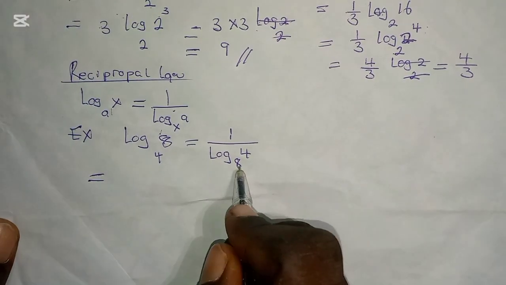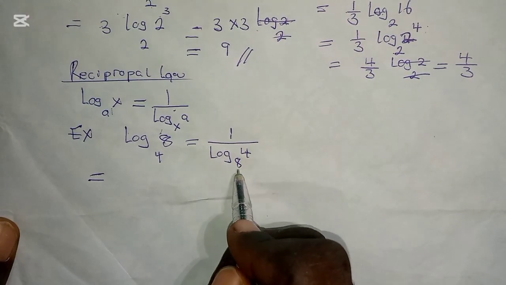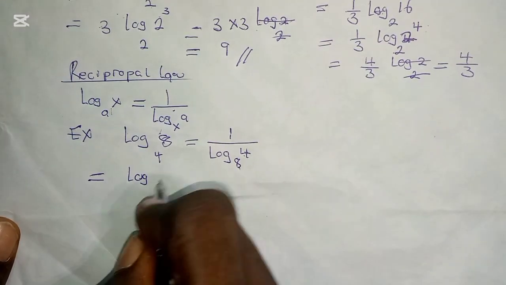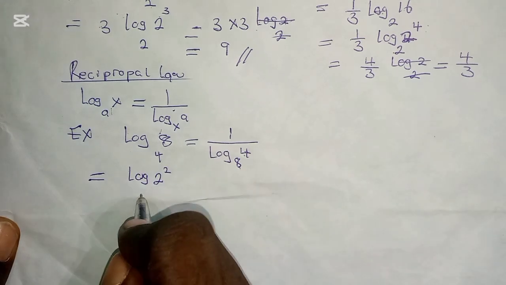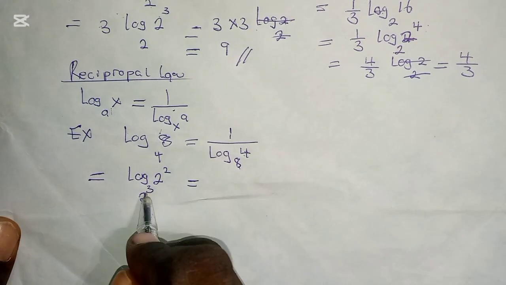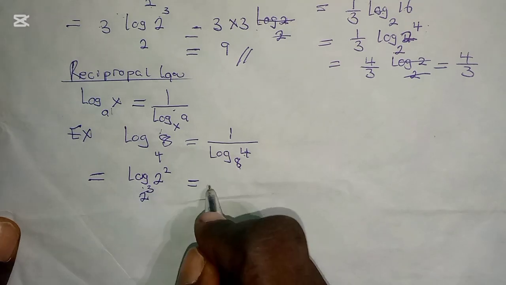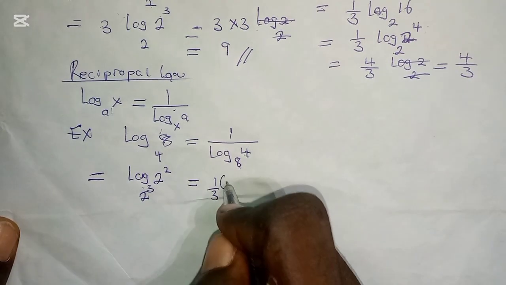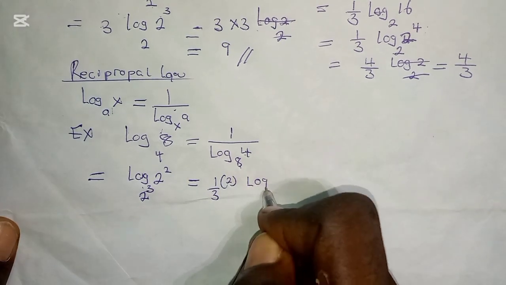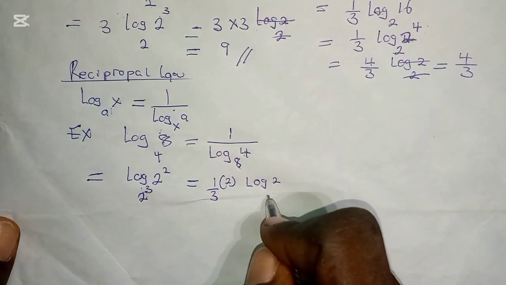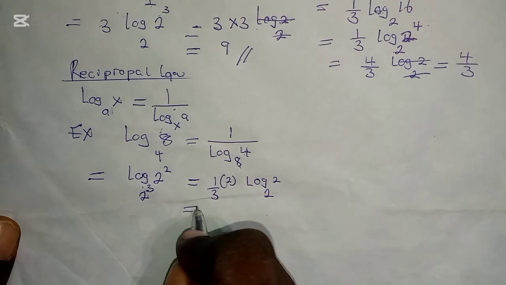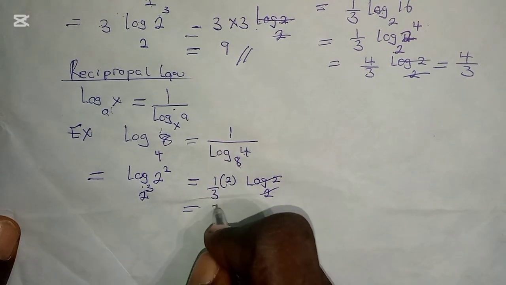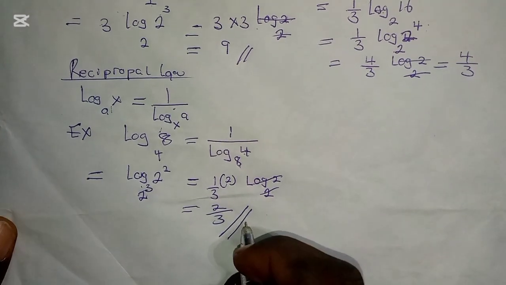We can equate the number and the base together. So when we have log, for the number we have 2 raised to the power of 2, and for the base we are going to have 2 raised to the power of 3. Now using the property of power base, here we have 1 over 3. And using the property of power law, we are going to have multiplied by 2, and we are going to be left with log 2 base 2. So here this cancels out and is going to give us 1. 1 multiplied by 2 over 3 is 2 over 3. So 2 over 3 is our answer here.